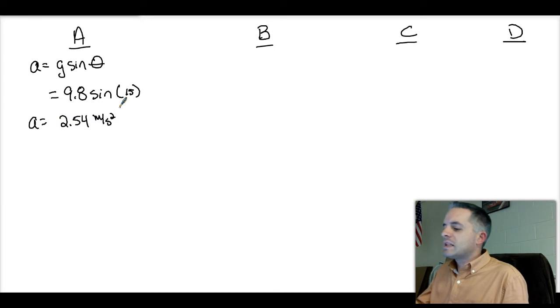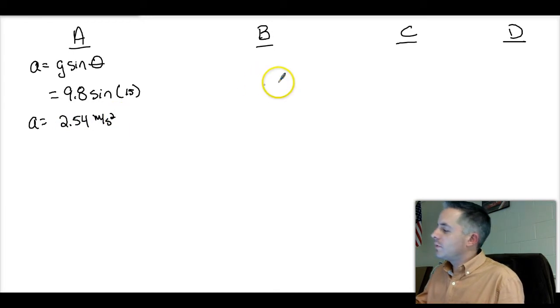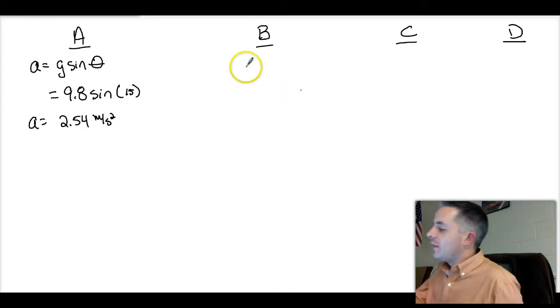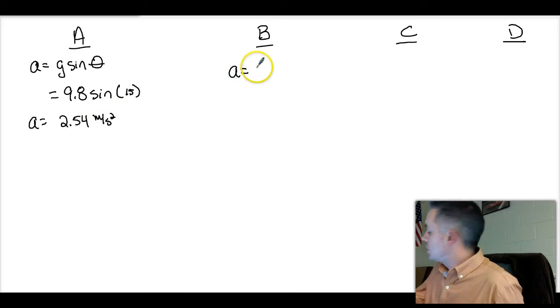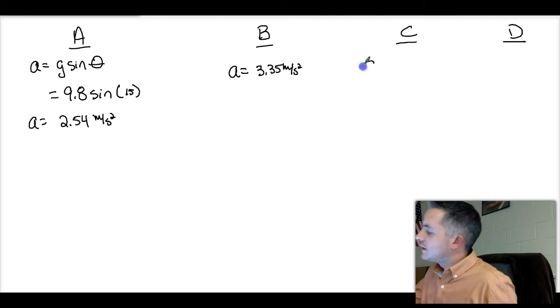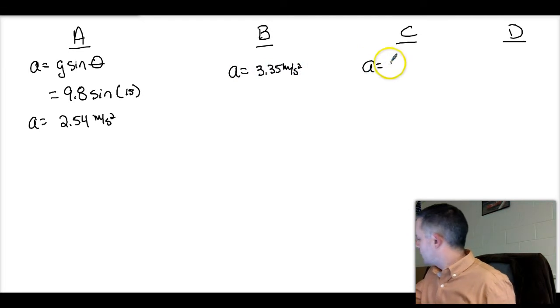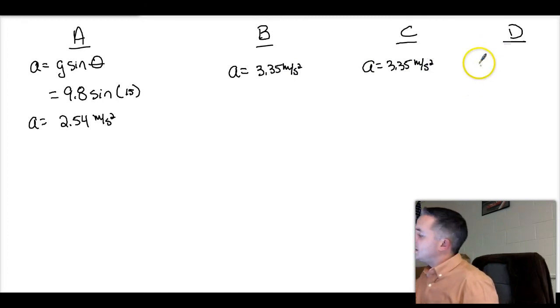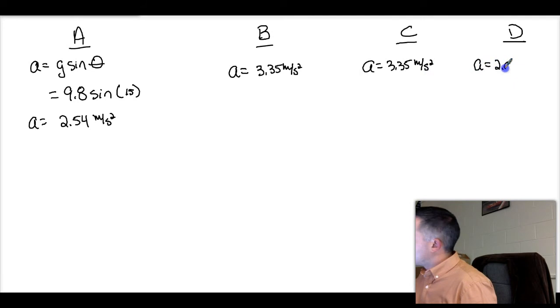If we follow this same pattern for B, C, and D, we find that B has an acceleration of 3.35 meters per second squared. C has an acceleration of 3.35 meters per second squared. They have the same angle, so the same acceleration. And we find that D has an acceleration of 2.04 meters per second squared.